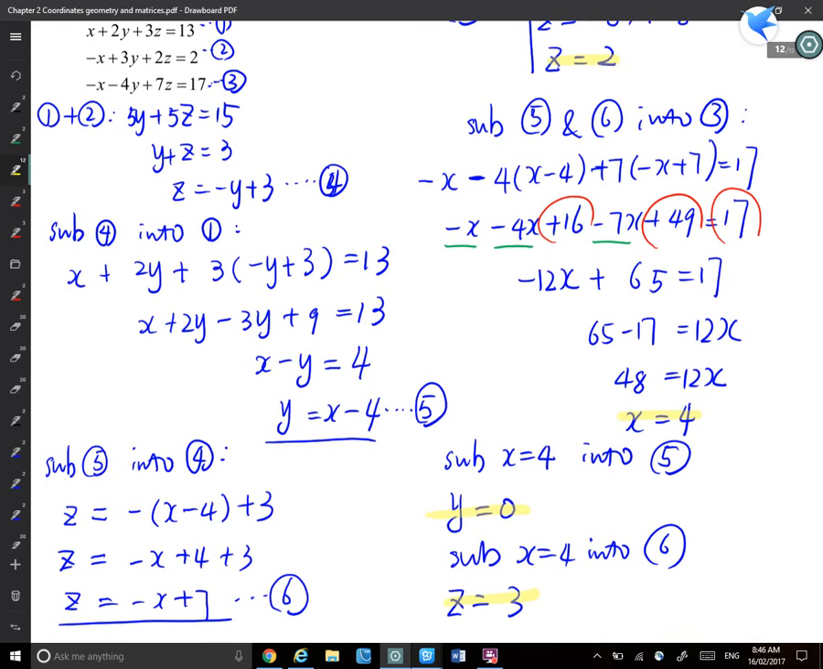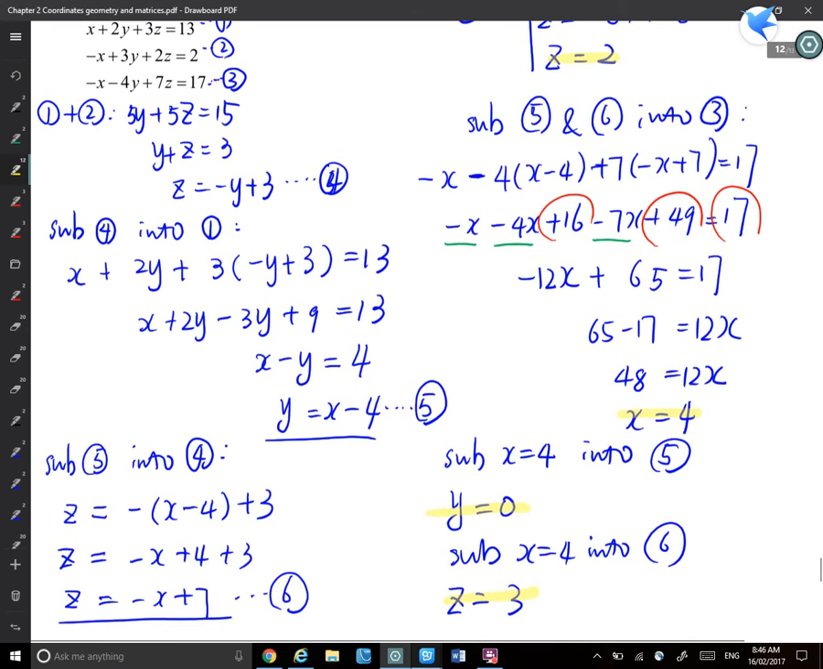Okay, for this type of question, it's pretty long, but it's quite easy. You just think about what can happen for everything. Okay. Any question about this? How we can solve 3 variable simultaneous equations?